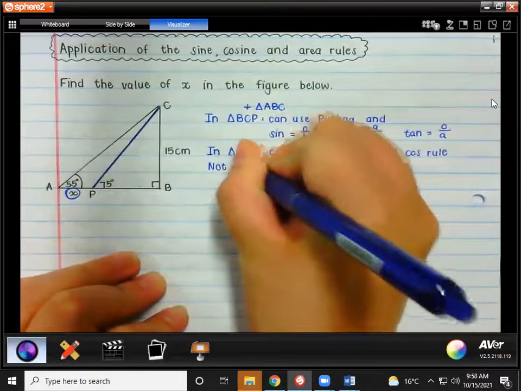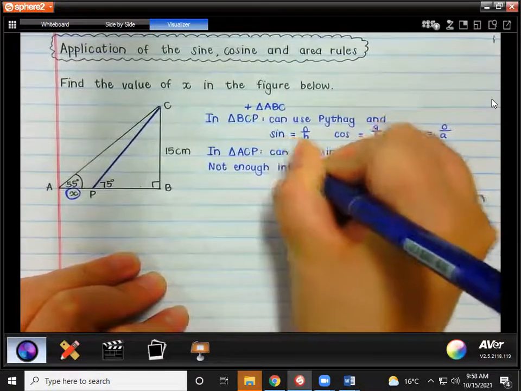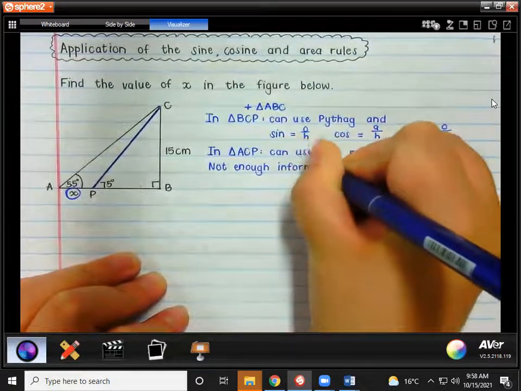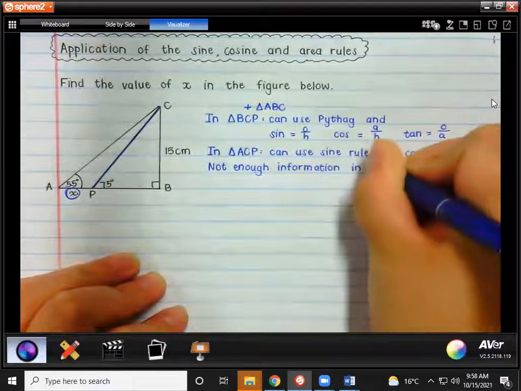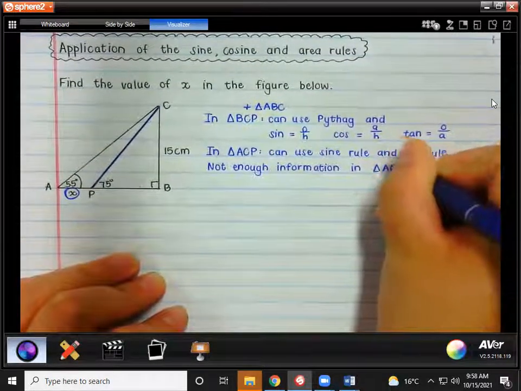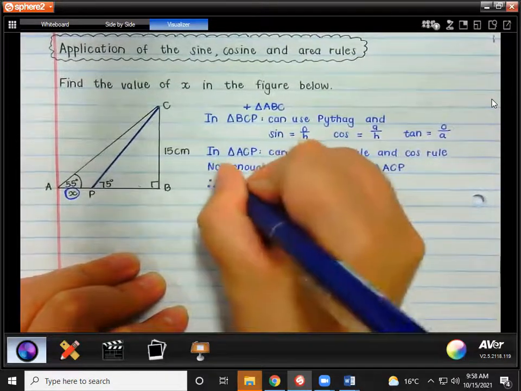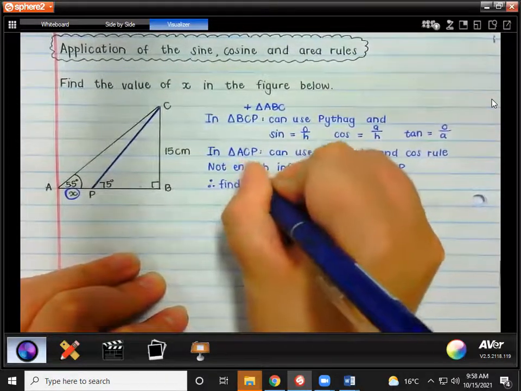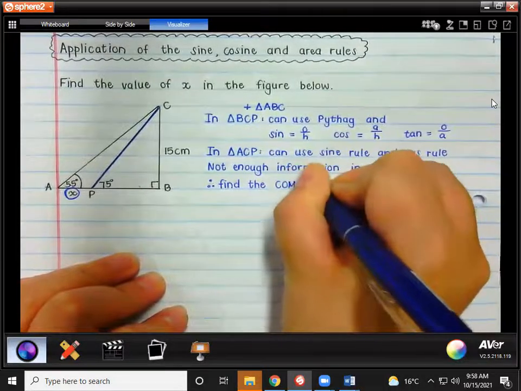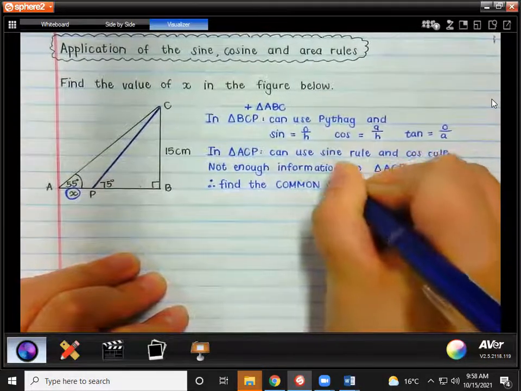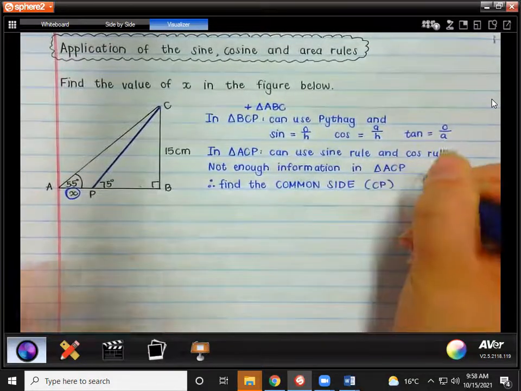I'm going to write here: not enough information in triangle ACP, therefore find the common side, which in this case is CP.